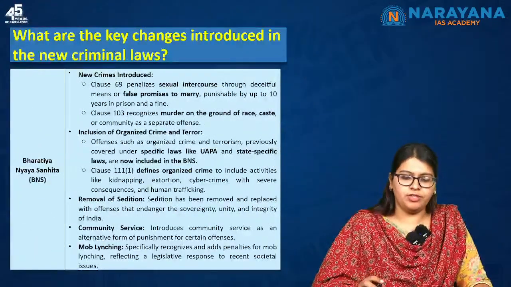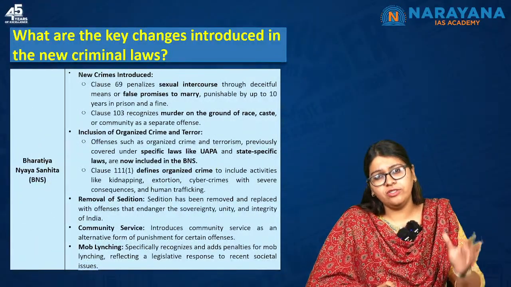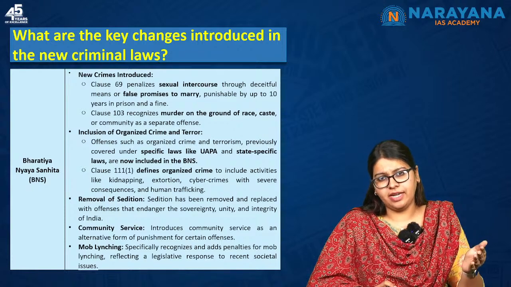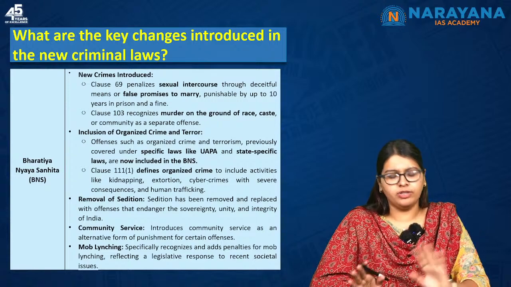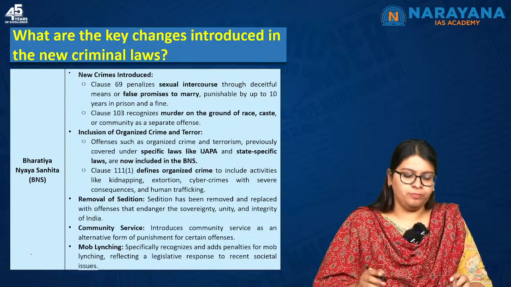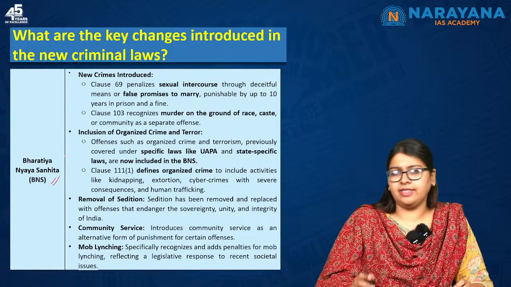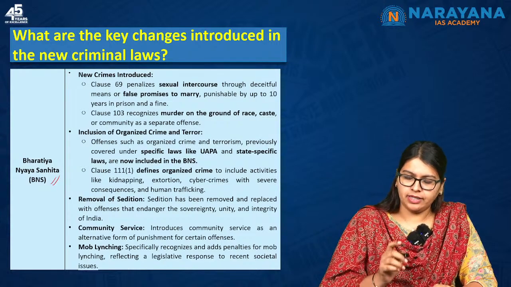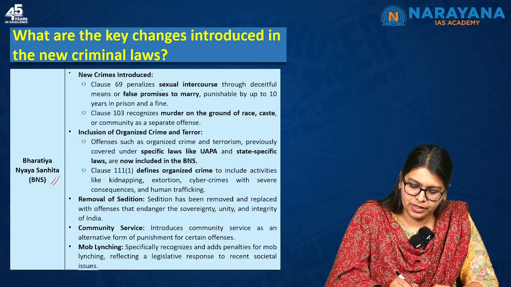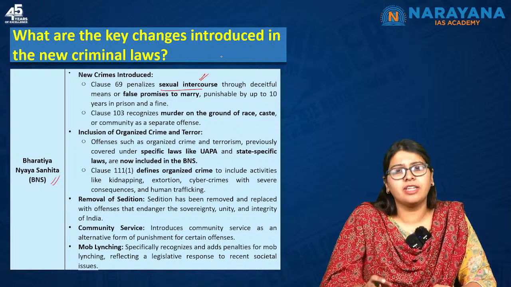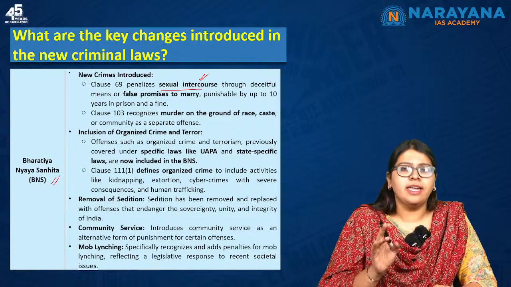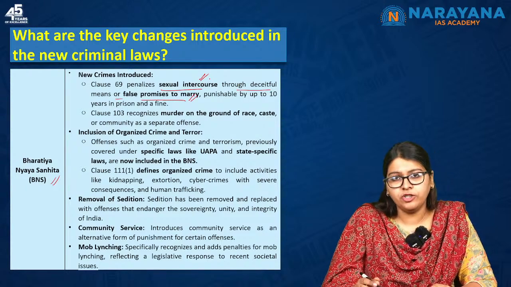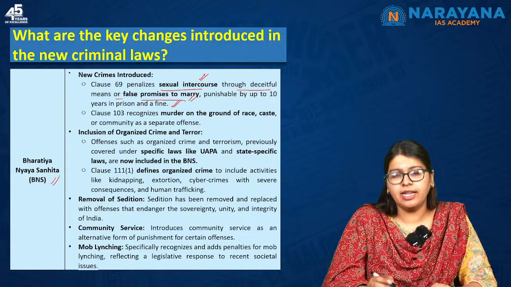Now moving forward, let us see the key changes that have been made, what was not there in the IPC and the CrPC, and what has been included under the BNS. First is the Bharatiya Nyaya Sanhita, that is BNS. First, new crimes have been included under its ambit. Clause 69 of BNS penalizes sexual intercourse in the name of marriage: having sexual intercourse through deceitful means or a false promise to marry is punishable with up to 10 years in prison and a fine.